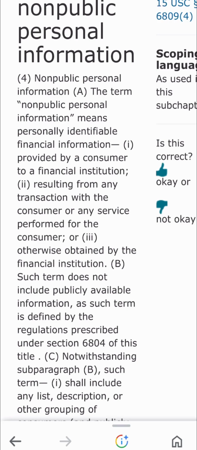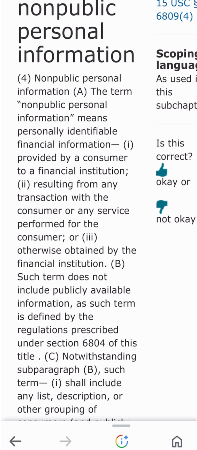So if you go to the term non-public personal information, it's going to tell you the term non-public personal information means personally identifiable financial information provided by a consumer to a financial institution resulting from any transaction, okay? Late payments is a transaction resulting from any transaction with the consumer or any service performed for the consumer. So it's telling you right there, transactions is excluded from my consumer report. A transaction is my personal information. It should not be on my consumer report.